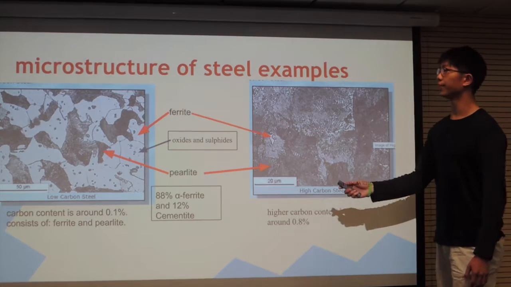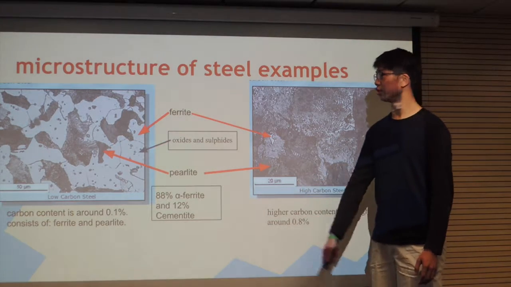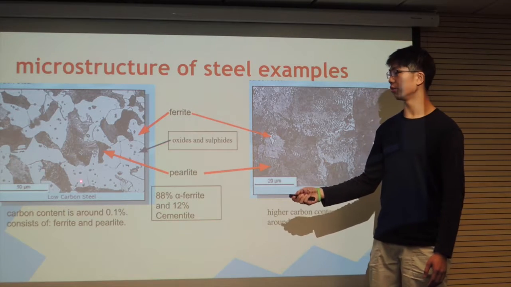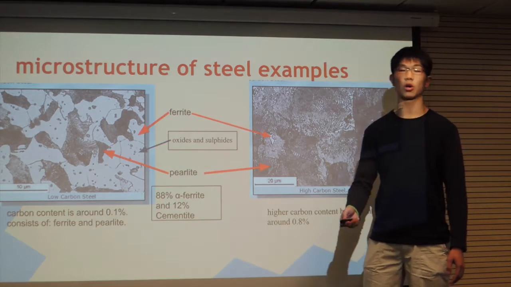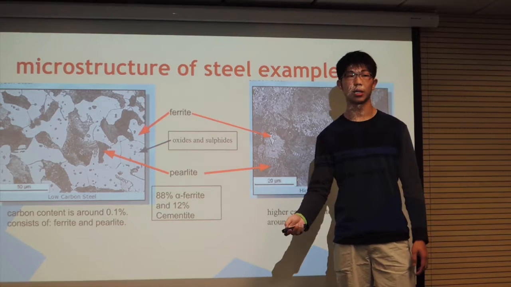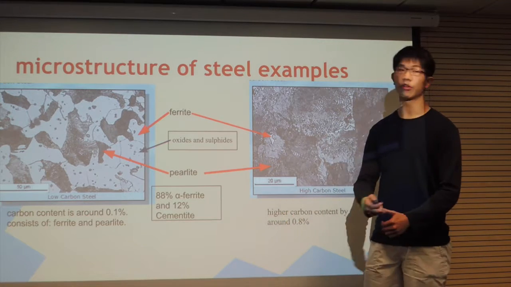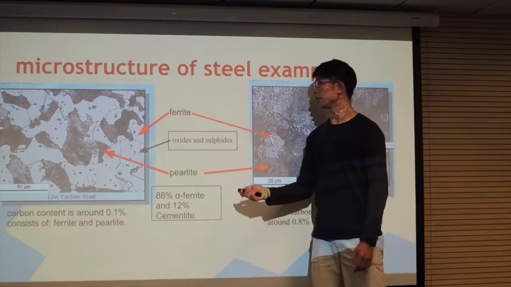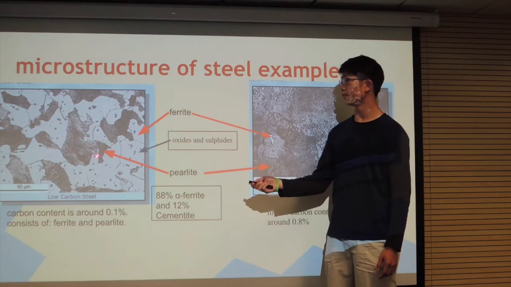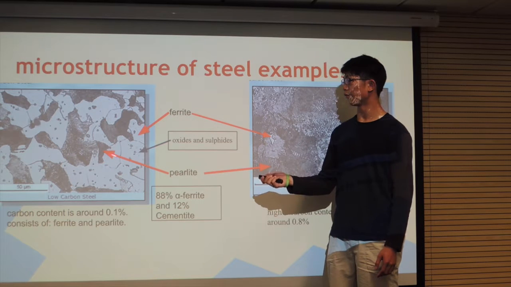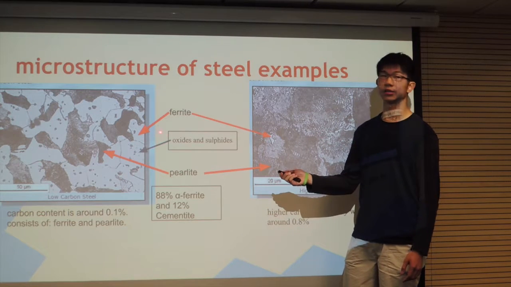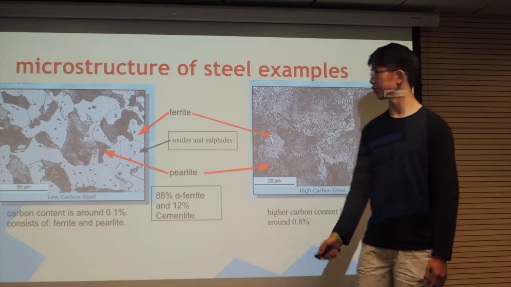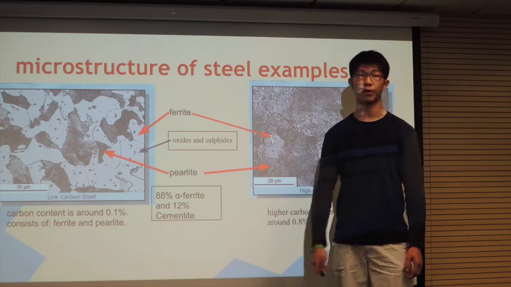So this is a microstructure of steel example. Here, you can see this is the low carbon steel, and it has a carbon content of around 0.1%, and it consists of both alpha ferrite and pearlite. You can see the white regions within this microscopic view of the low carbon steel represent the ferrite grains, and the dark regions would represent the pearlite.